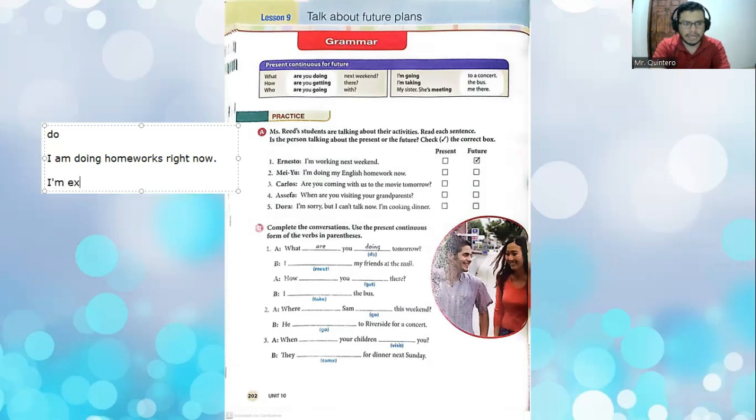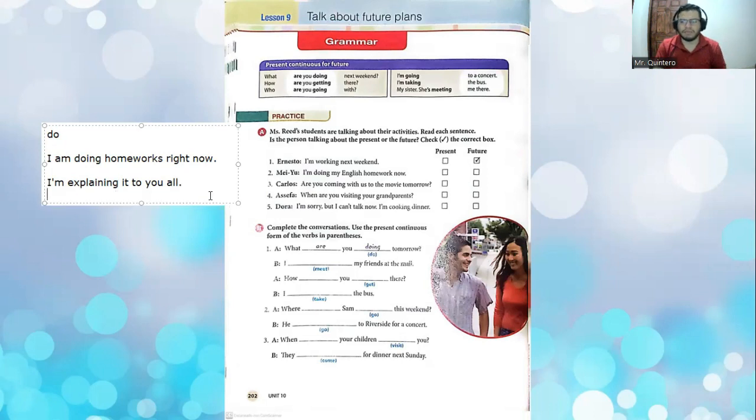I'm explaining it to you all. ¿Qué estoy haciendo? Estoy explicándoles esto a todos ustedes. Explaining it. ¿Cuál es el verbo? El verbo solamente es explain. Y le agregamos ing, cuando estamos hablando en presente continuo.